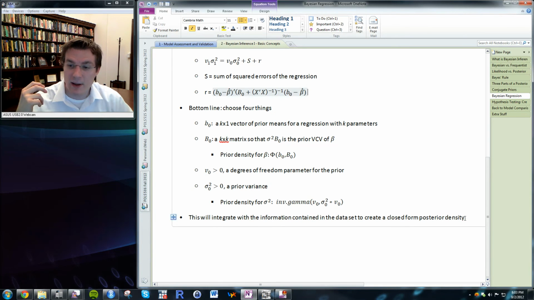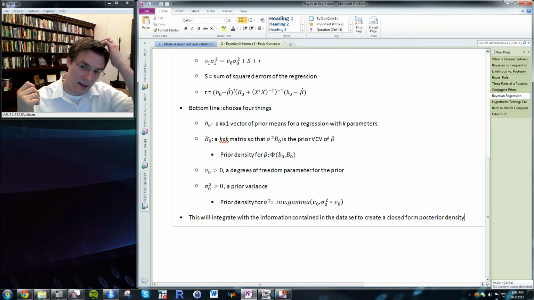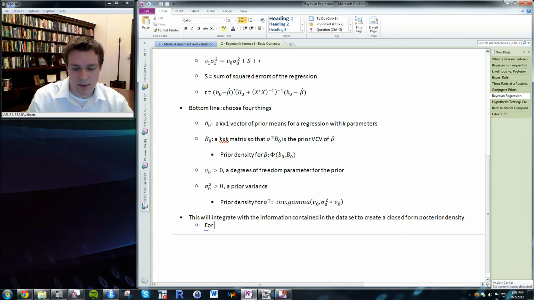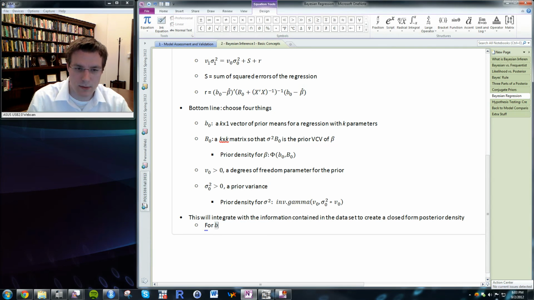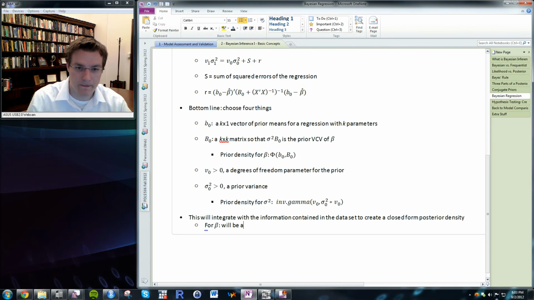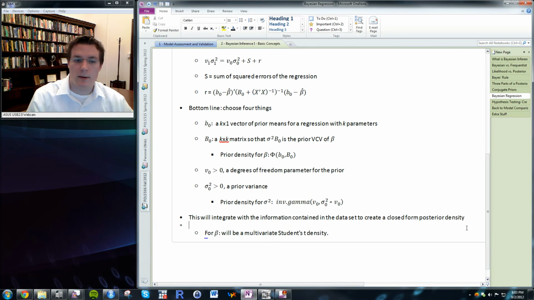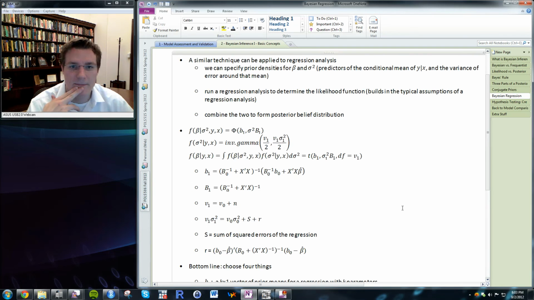In particular, that closed form posterior density for beta will be the multivariate t density, which you might recognize, since the t density is also the density that beta takes in a frequentist analysis, or equivalently when the prior is flat or improper.